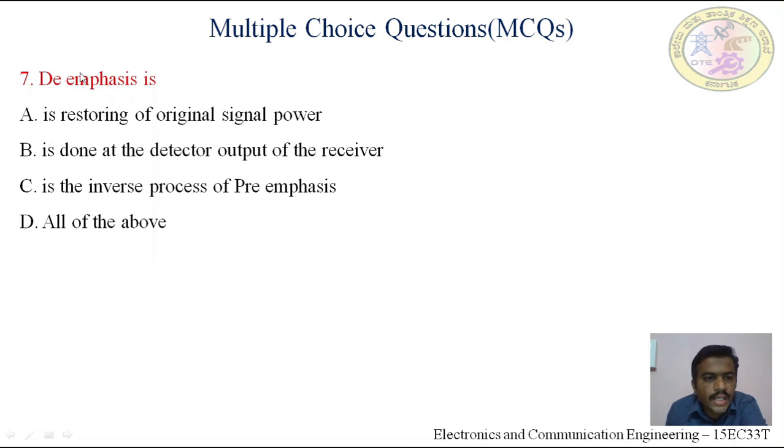Seventh question, de-emphasis is: options A. restoring of original signal power, B. done at the detector output of the receiver, C. the inverse process of pre-emphasis, D. all of the above. The de-emphasis is used to restore the original signal power. It is done at the output of the detector circuit, and it is also the inverse process of pre-emphasis. Hence, the answer for this question is D, all of the above.